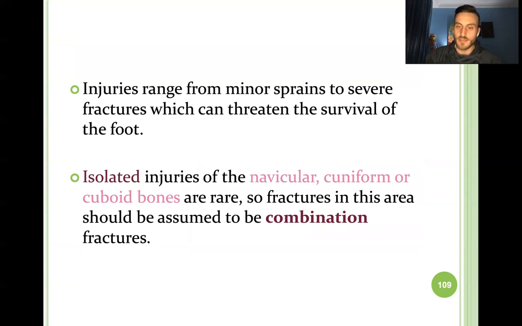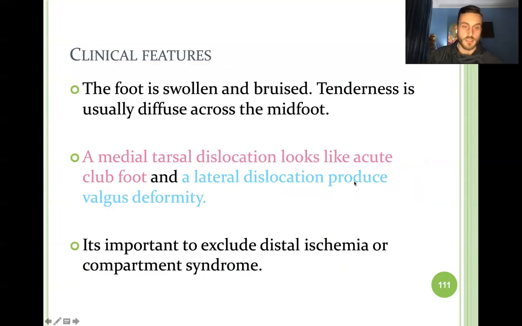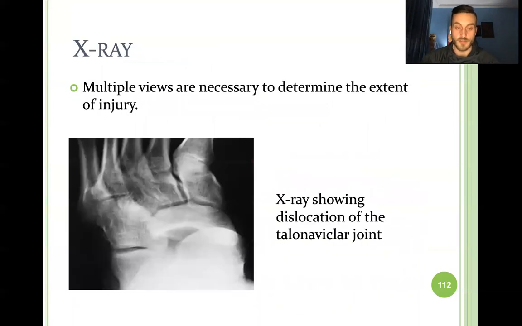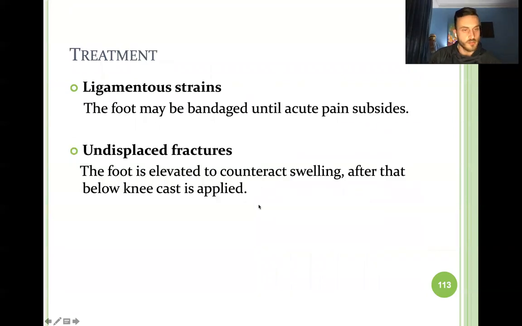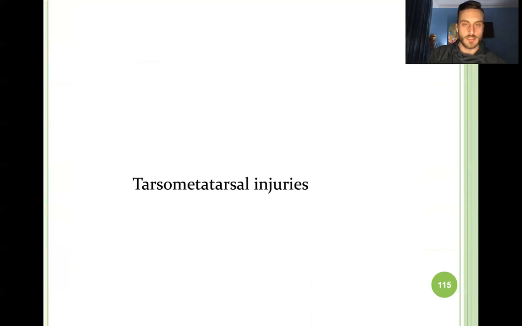For the midfoot injuries, like the navicular, cuneiform, or the cuboid bone, you might have fractures, as you can see in this row. You might have injuries, dislocations, fractures. Your patient is going to present with foot pain, swelling, and you could have dislocations, which is acute. Clubfoot, and we will talk about clubfoot in the pediatric sessions. Be careful of compartment syndrome. Be careful of compartment syndrome. You can see here dislocation of the talonavicular joint. Ligamentous strain is possible. Displaced fracture, manipulation and conservative management for 6 to 8 weeks.